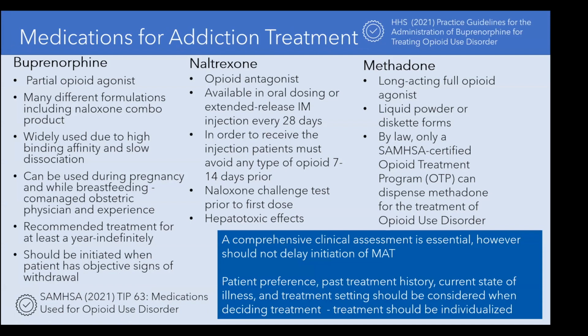So here are the medications that are used to treat opioid use disorder. The first medication listed here is buprenorphine. It's a partial agonist. There are many different formulations, including a naloxone combination product, also known as Suboxone. It's widely used due to high binding affinity, which means just a very strong attraction to the receptor site, and a slow dissociation. And it can be used during pregnancy and while breastfeeding, as long as you're co-managing with an obstetric physician who has experience in doing so.